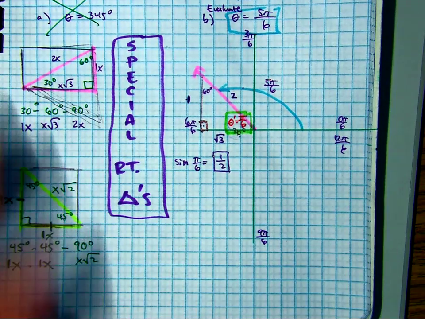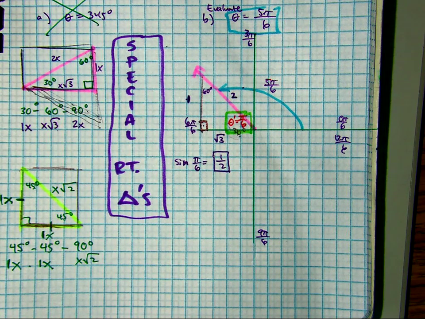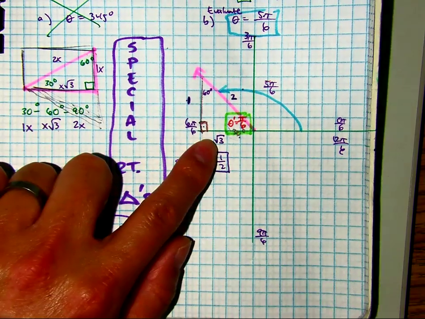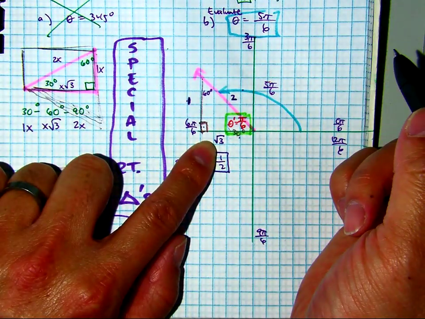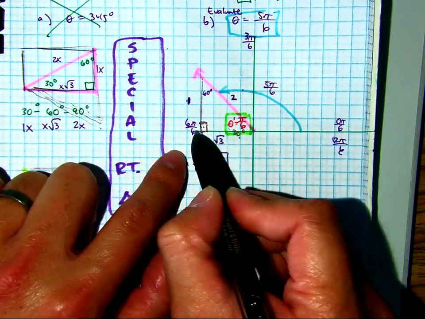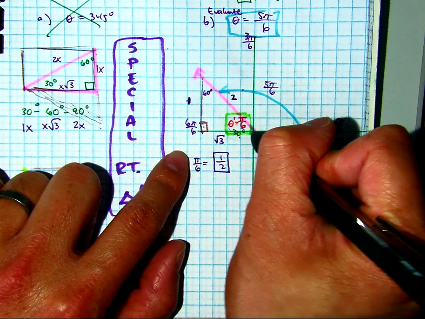There's a mistake on my picture. Put your finger on it. You should have your finger here. It should be what quadrant? It's going to the left, right? So x values going to the left are negative.